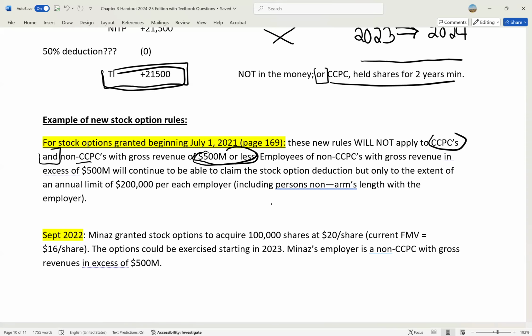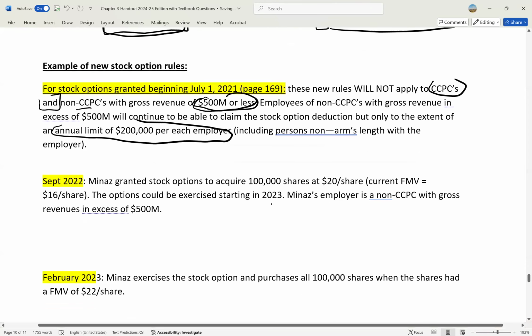So what are these new rules? If your company that gives you the stock option is not a CCPC and their gross revenue is over 500 million, then your annual limit per employer is 200,000. And we'll go through this example and talk about what that means. So we have this example where in September 2022, Manaz was granted a stock option to acquire 100,000 shares at $20 per share. Current fair market value is 16, so not in the money. That's the common type of stock option. It will generally always be not in the money.